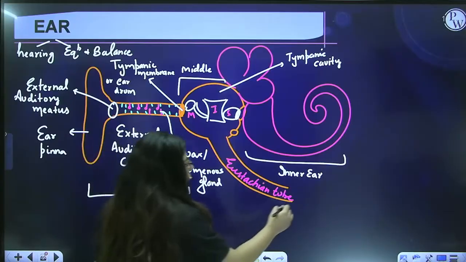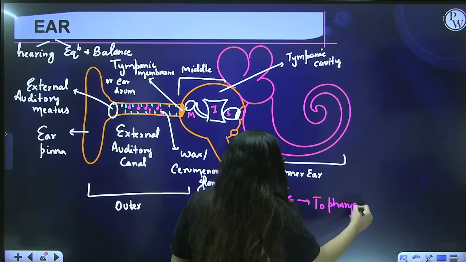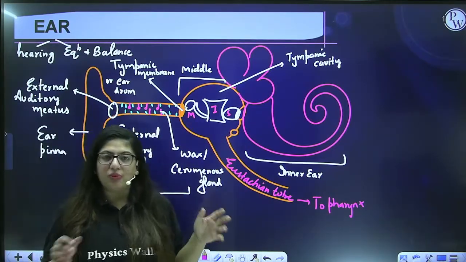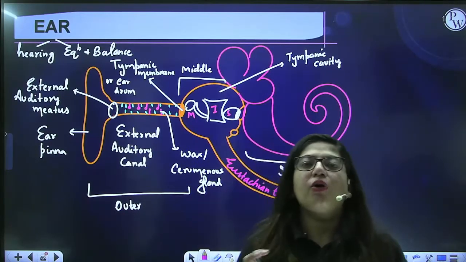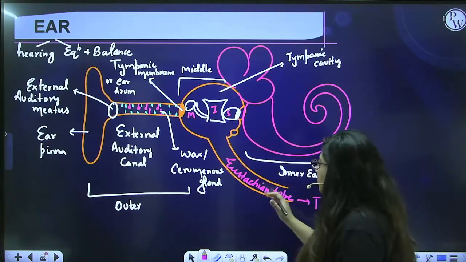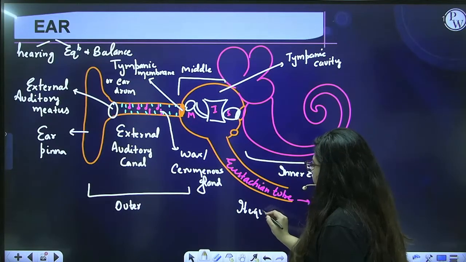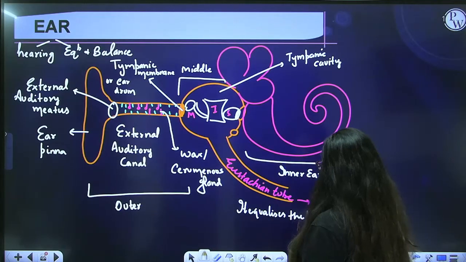The Eustachian tube opens towards the pharynx. So whatever air you engulf through the mouth will enter through the Eustachian tube to the middle ear, so that there is an equalized pressure on both sides of the tympanum. So what is the function of the Eustachian tube? It equalizes the pressure. Fine.